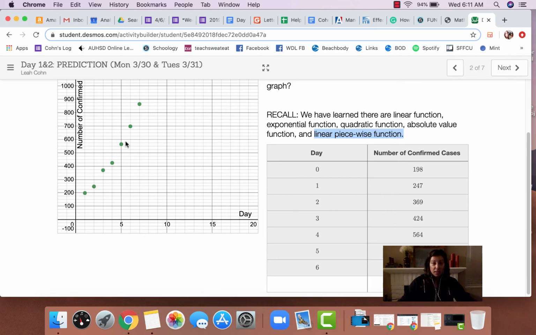So if you look at this one, you need to ask yourself, what does this look like to you? Is it linear? Is it a straight line? Is it exponential? Is it growing? Is it quadratic? Is it a U shape? Is it absolute value? Is it a V shape? Or is it linear piecewise? Does it go in all different directions?